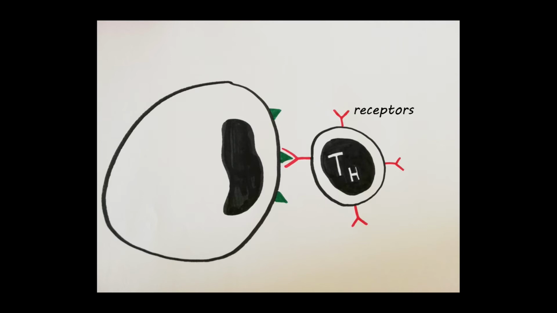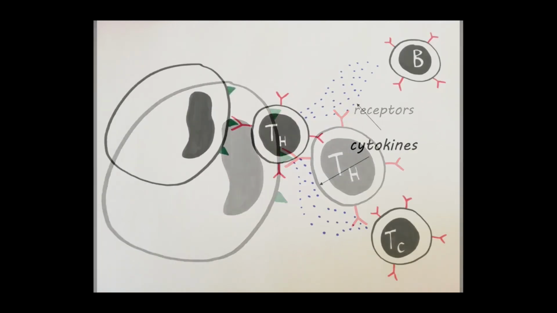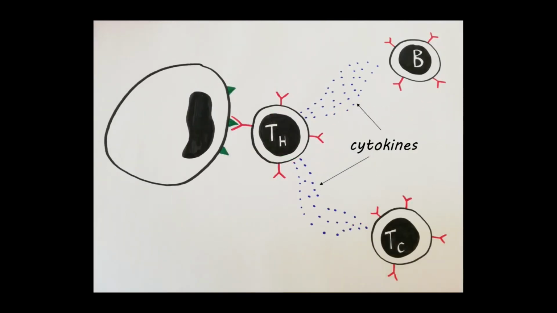Once the right helper T cell has come across the antigen presented on the surface of the phagocyte, the T cell can bind to the antigen and is activated. The helper T cell releases chemicals called cytokines. Cytokines activate B cells and cytotoxic T cells. Cytotoxic T cells start killing any cells that are infected with the pathogen.